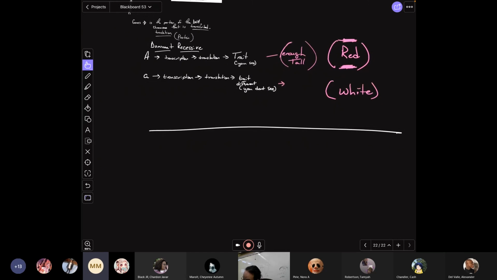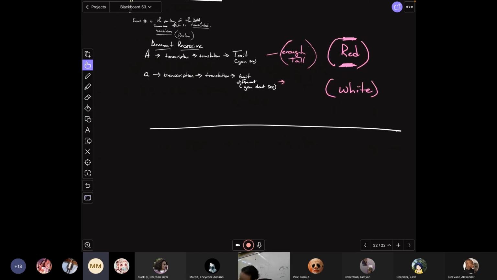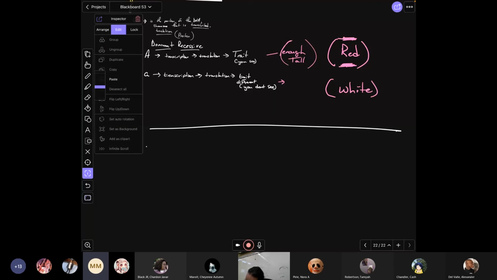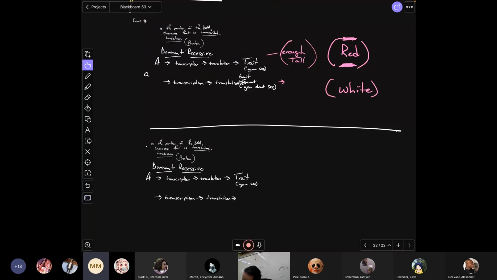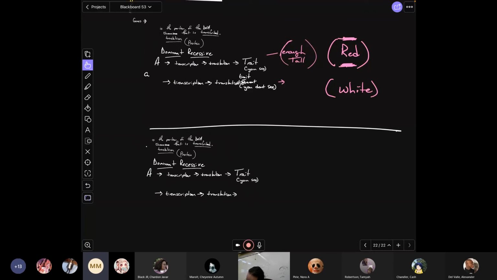The next type of gene inheritance that you can get. Now, what if when you have A, you go through transcription and you do translation, but instead of the trait not showing up, what if you get two traits that show up? And you see it as well. Well, how could that happen?